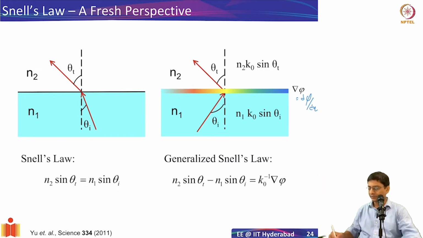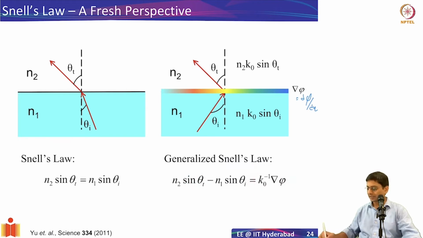Similarly, the phase changes here should be equal to the phase gradient, and that is essentially the gradient of phi. Why would I put in k naught here? Does this make sense? On the left side, the refractive index doesn't have any sign, it doesn't have any units. It's dimensionless. On the right side also it should be dimensionless.